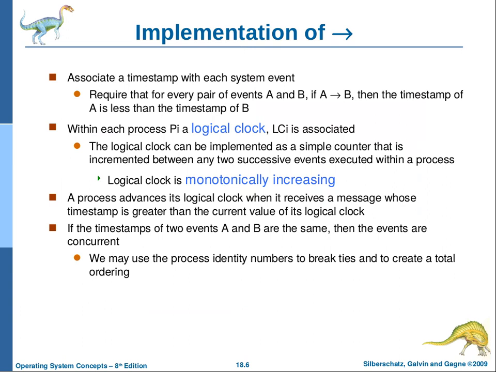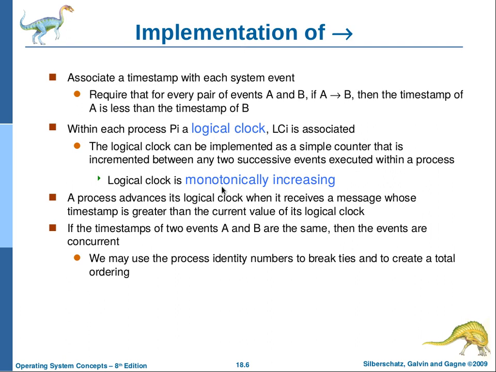So, what comes next is we have to associate basically all these events with a timestamp. It happened at this time, so then we can say that if A happened before B, then the timestamp of A is less than the timestamp of B. Hopefully that's nothing new.